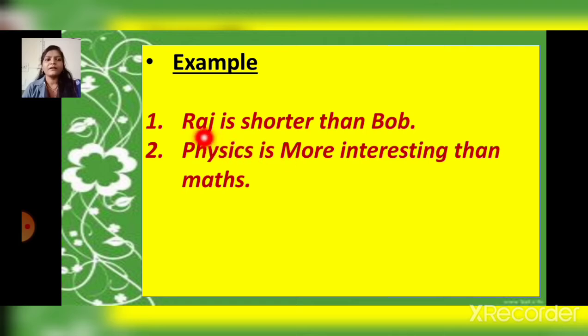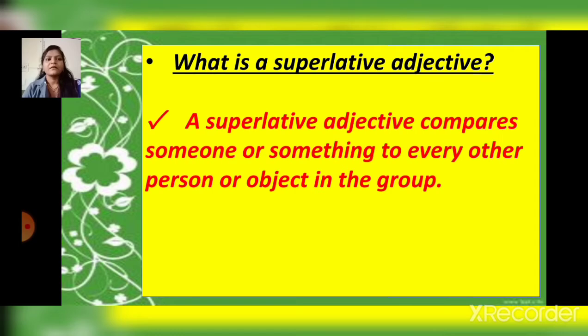For example, Raj is shorter than Bob. Physics is more interesting than maths. So here you can see there is the comparison between two objects, people or places. Now what is a superlative adjective? A superlative adjective compares someone or something to every other person or object in a group. So superlative degree is used to compare the people, place or thing in a group.